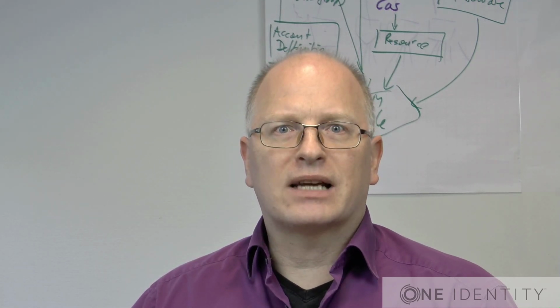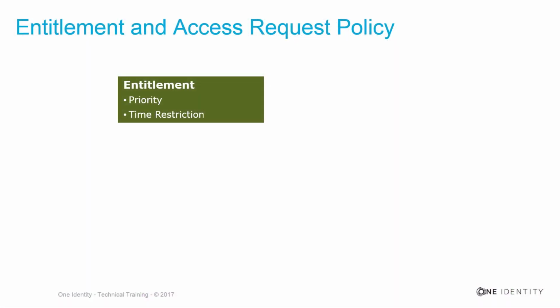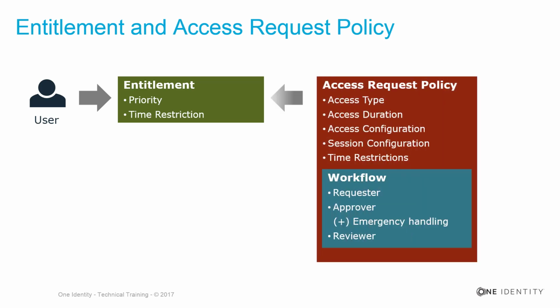The next one is the entitlement. An entitlement is something that helps us to take all the objects we have created before and glue them together with something we call the access request policy. That means an entitlement itself can have properties like priorities and time restrictions. We can as well assign users to them, and we can, on the other hand, assign access request policies to them. Access request policies themselves can have access types, that means the type of access we will configure, access durations, that means how long it will take, access configuration or session configuration, depending on what we want to do, could be both, time restrictions again, if it's not defined on the entitlement.